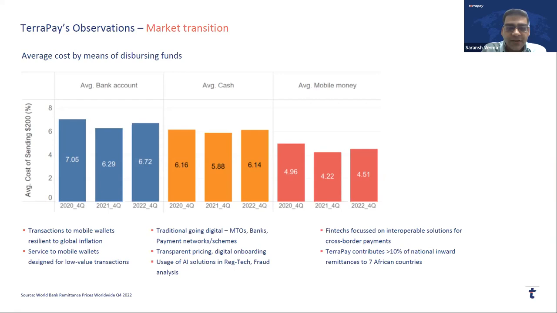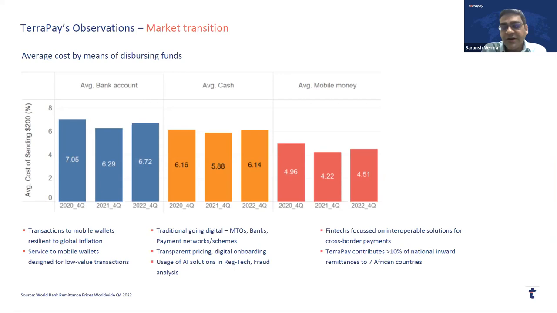We've also seen, in our partnerships as well as across the industry, that most of the traditional players, over-the-counter MTOs, banks, and payment network schemes such as Visa and MasterCard, are also promoting digital remittances very aggressively now. It has led to transparent pricing and products which offer completely digital onboarding, and use of AI in RegTech and fraud detection. So now we are able to offer much better compliance services and fraud analysis, which helps in our reporting to regulators as well.